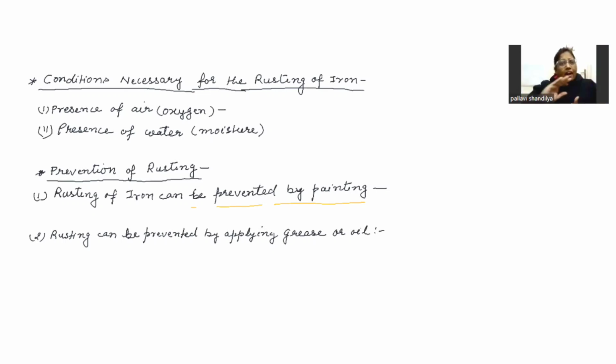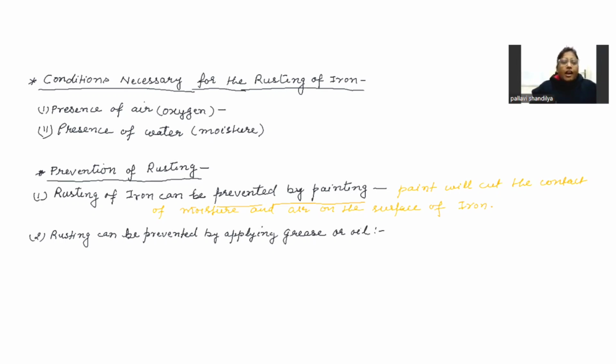By applying a thin layer of paint on the surface of iron, the paint will cut the contact of water and moisture with the iron. When moisture and air do not come in direct contact with iron, rusting will not happen. So by applying paint, we cut the contact of moisture and air, that is oxygen, with the surface of iron. Okay, so this is the first way by which we can prevent rusting.